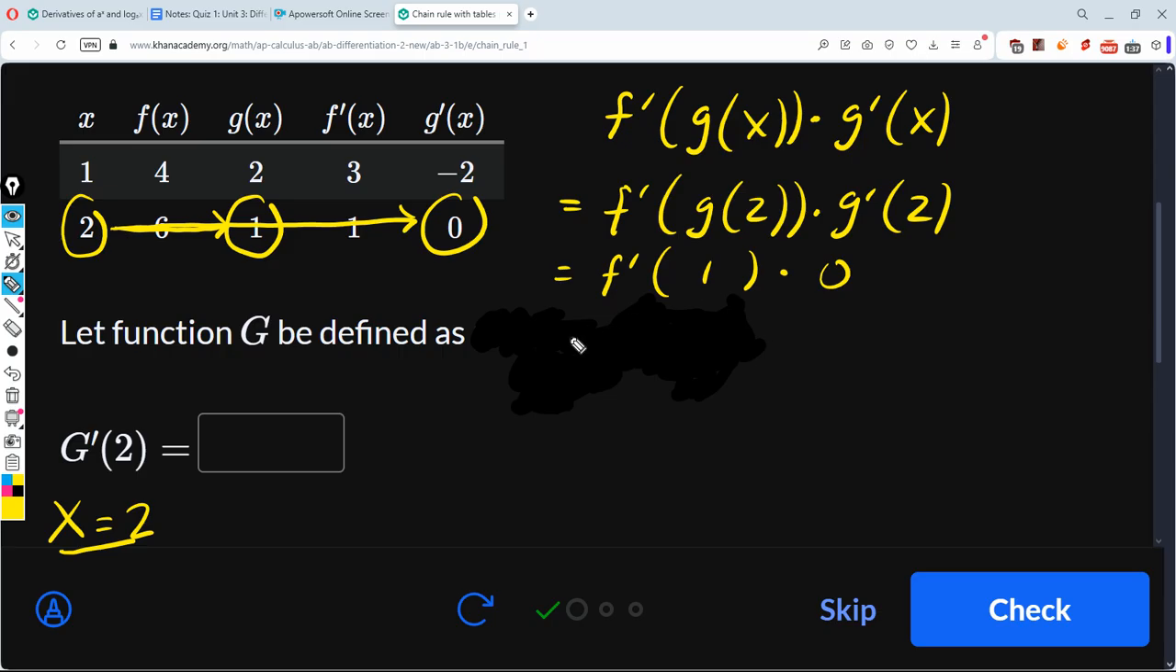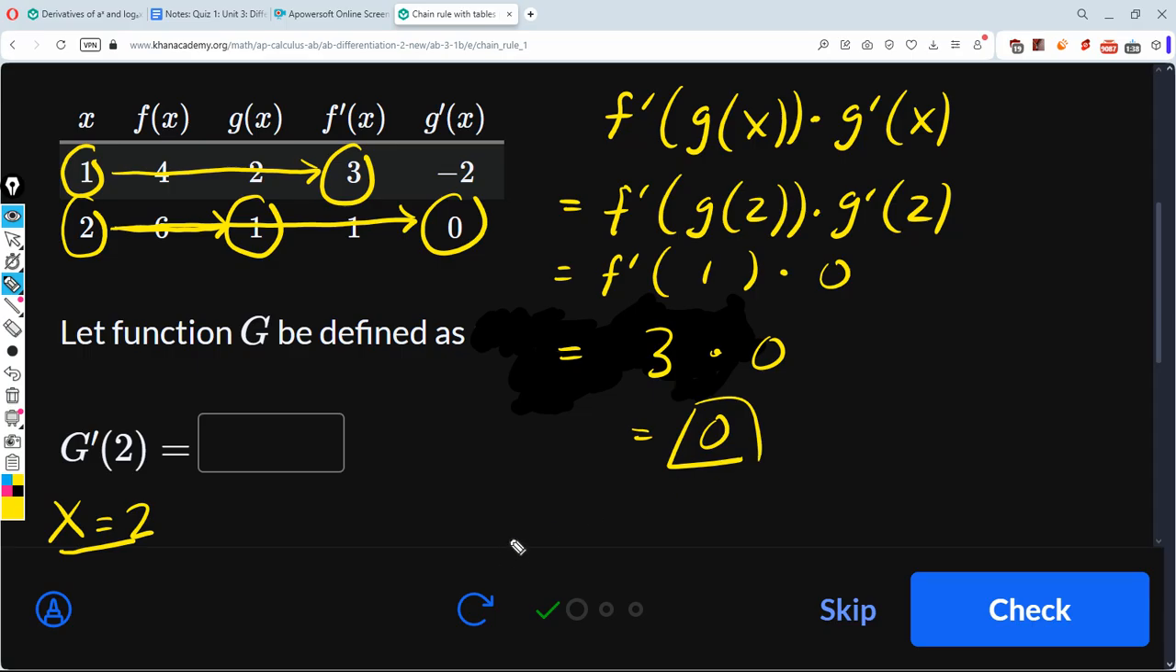Now f prime of 1. Again, you want to go to the table. Here's x equals 1, here's f prime. So f prime of 1 equals 3. And that's times 0. And of course, 3 times 0 is just 0. Final answer.